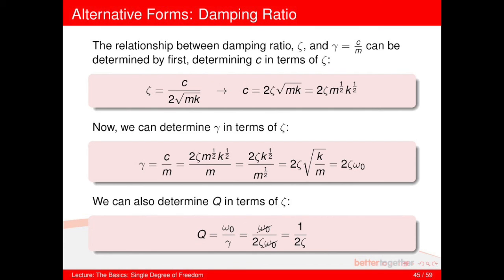you can plug in the same sort of stuff. Well, in fact, you can just plug this into here. The omega naughts cancel, and you end up with 1 upon 2 zeta. So again, if zeta is high, if you've got a high damping, then Q is correspondingly low. And obviously, if zeta is low, then you've got a correspondingly high Q. So if you want to relate Q and damping ratio, then this is the equation to use.